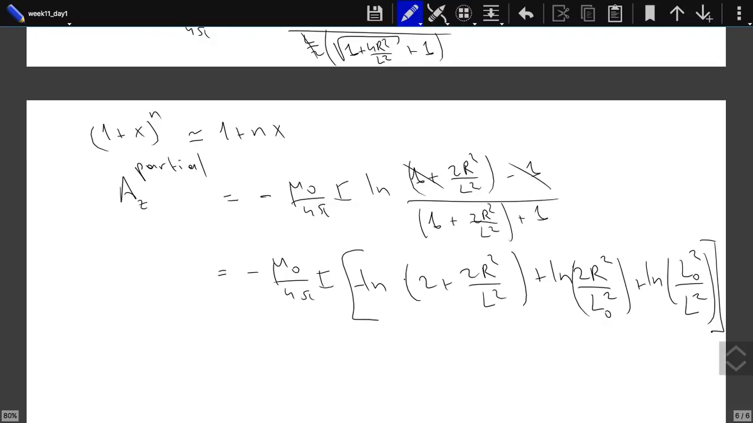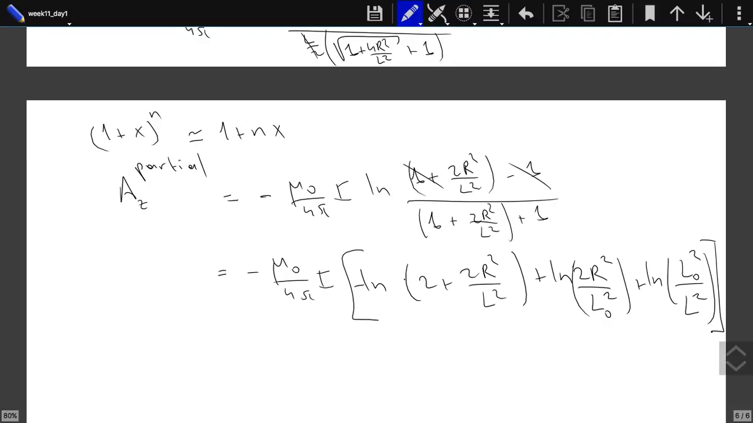Yes, but I need that L0 for the next step. Now let's assume we take the L go to infinity limit. If L goes to infinity, this is just 2. So we have logarithm minus the logarithm of 2, some number. Well, this is just some number, again. This diverges. So now we know why it diverges, AZ. There is this factor over there which will diverge when we take the limit L go to infinity.